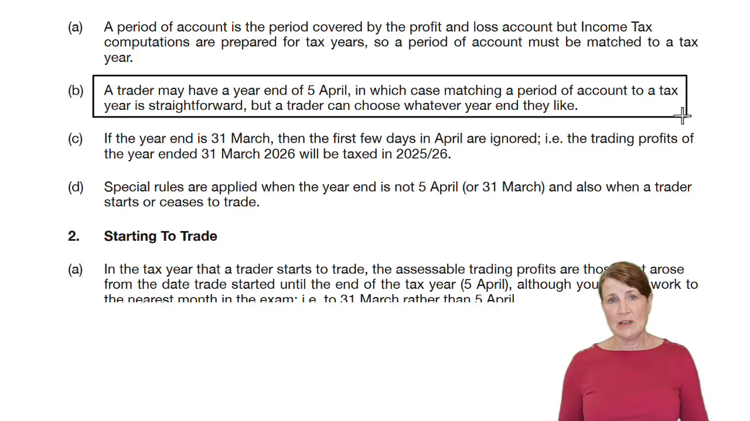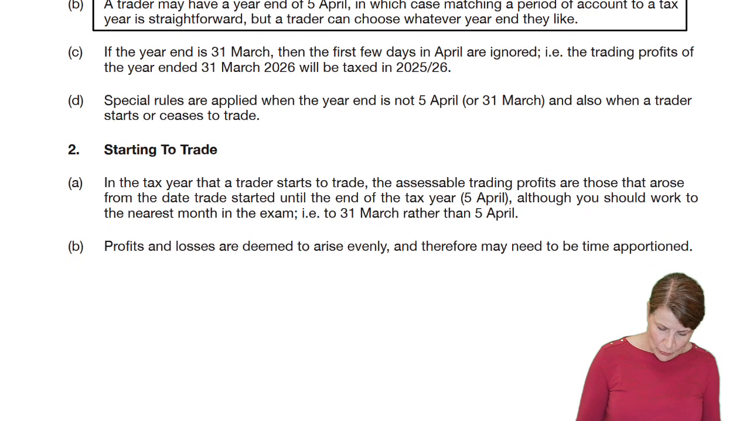We could have a year end of the 31st of March. And if that's the case, we actually ignore the first few days in April. And therefore, we say, well, a year end of the 31st of March is as good as a year end of the 5th of April. So that means that whatever your tax adjusted trading profits are for the year ended the 31st of March, we put that in our income tax computation as though it were the same as the tax year. Ignore those first few days in April.